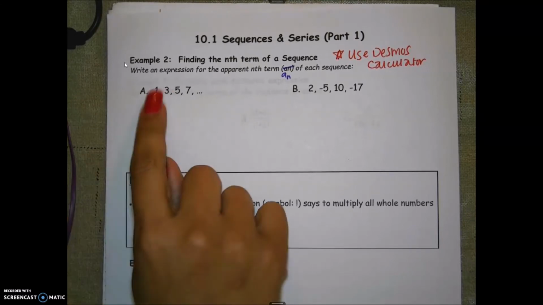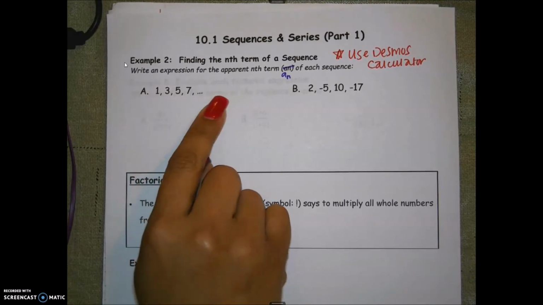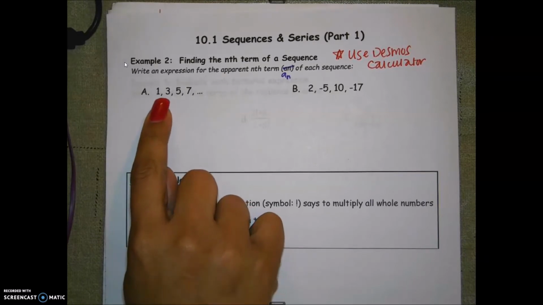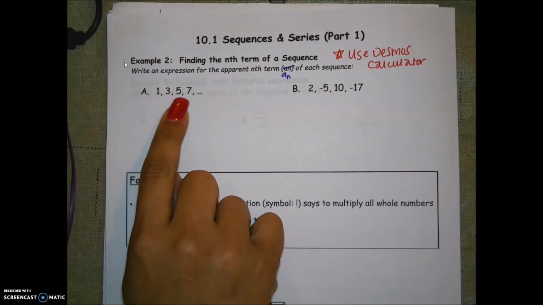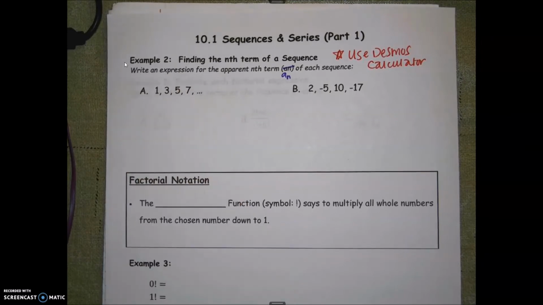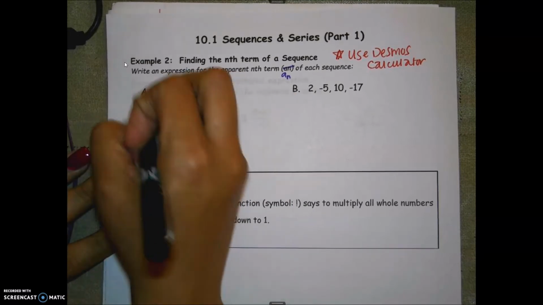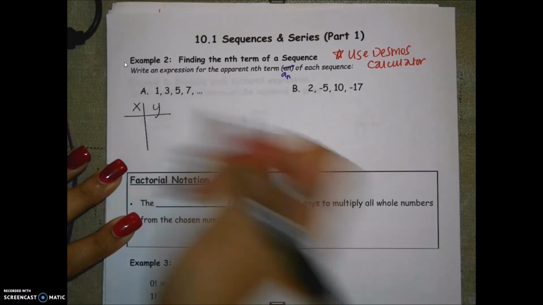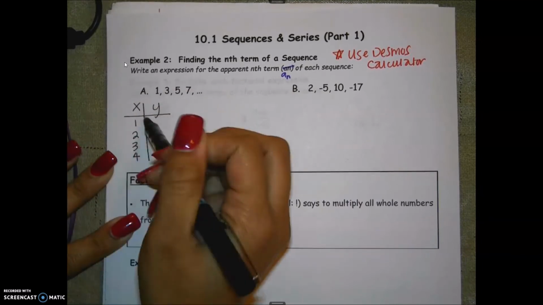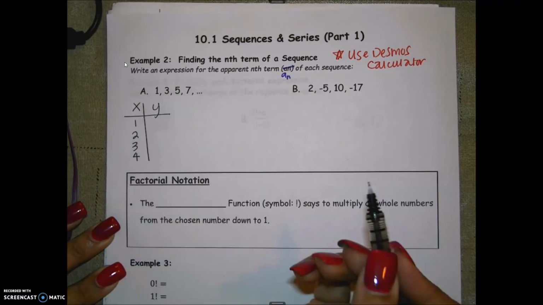So I'm given the sequence 1, 3, 5, and 7 and so on. So I'm finding the nth term. 1 is my first term, 3 is my second term, 5 is my third term, 7 is my fourth term, and so on. Another way of seeing the same data is actually writing a table. So 1, 2, 3, 4. Well, how do you know what numbers to write in the X column? Well, I got 4 numbers, so 1, 2, 3, 4, because it's going in sequential order.